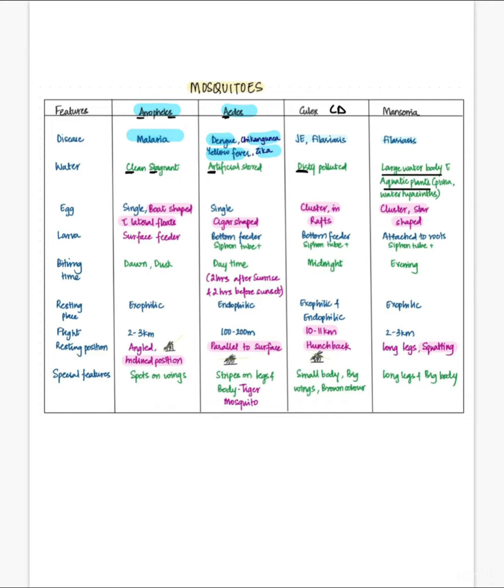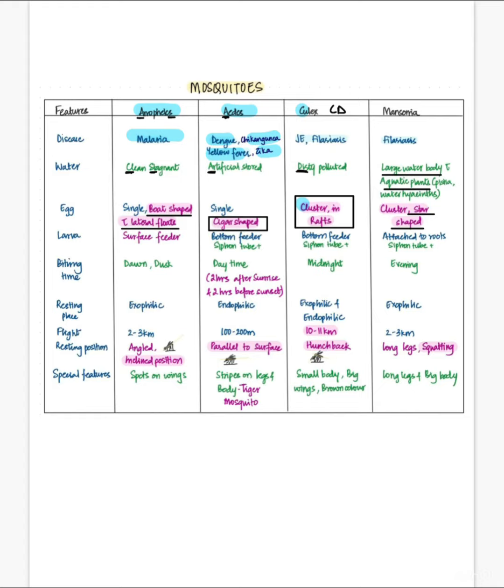Now coming on to the egg. The Anopheles eggs are boat shaped with the presence of lateral floats, very important. Aedes eggs are cigar shaped. Then Culex eggs are in clusters. C for Culex, C for cluster, and they are present in rafts. Then coming on to Mansonia. Mansonia eggs are also in clusters, but they are star shaped.